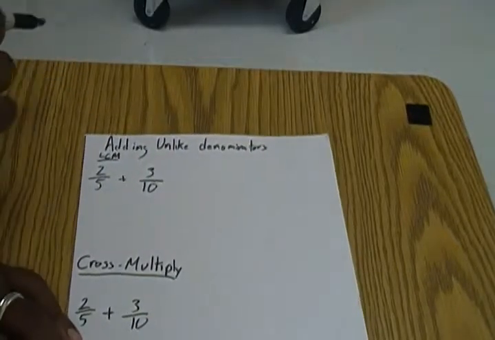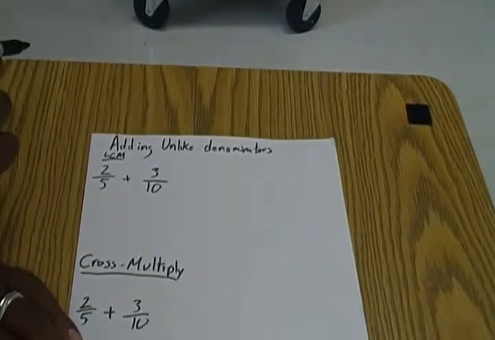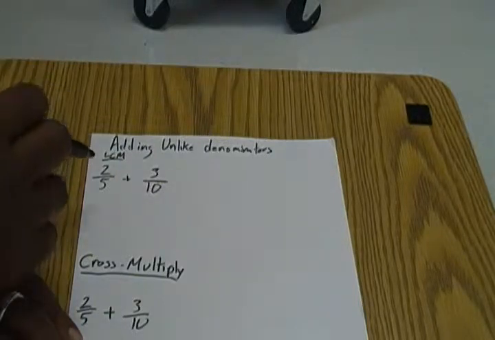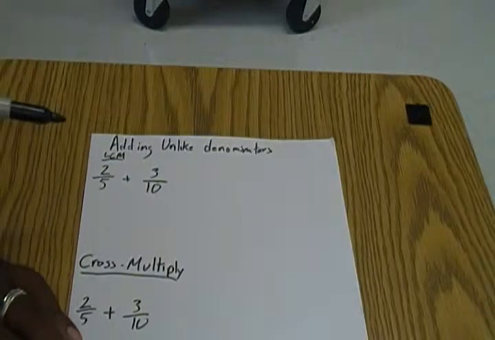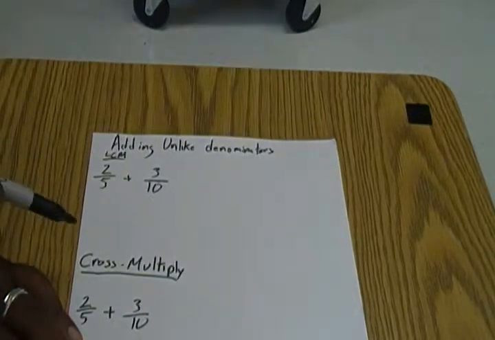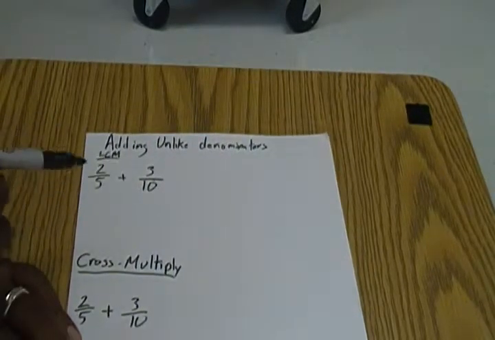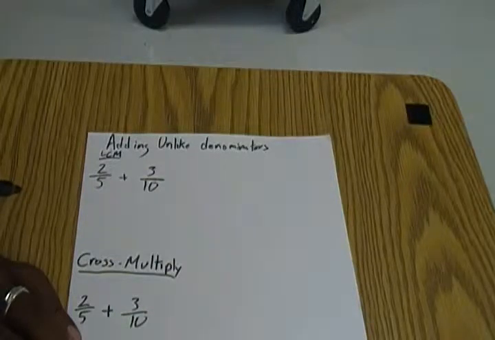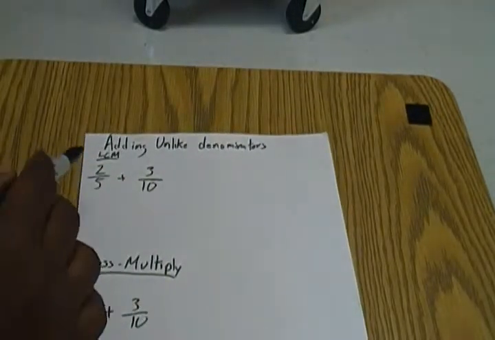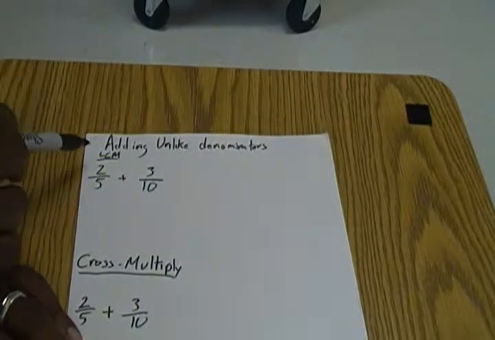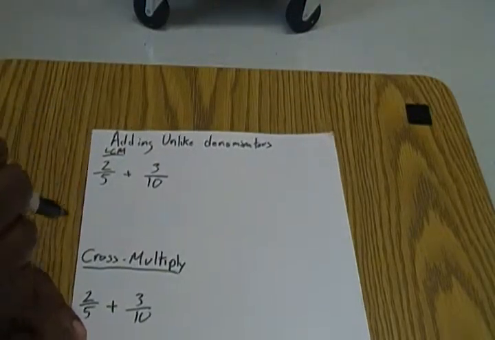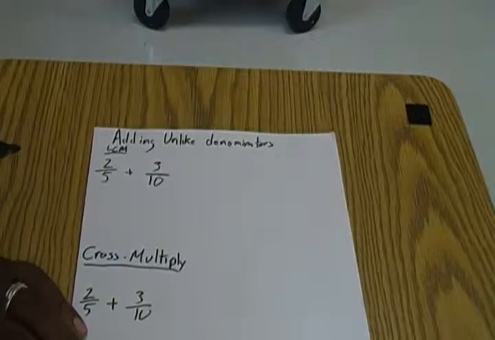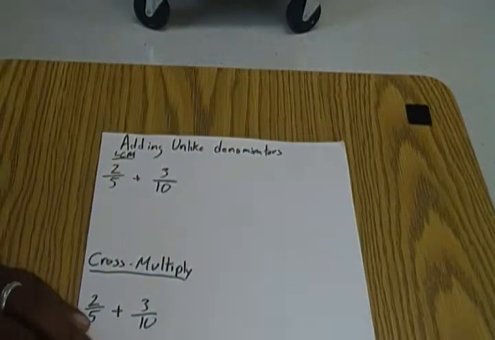Today we talked about adding unlike denominators. Now, if you watched most of the videos before, you should have a great idea of what we're going to be doing today. This is very similar to comparing fractions. We learned two methods today. The first one was the LCM method, once again least common multiple. The second method was the cross multiply method.